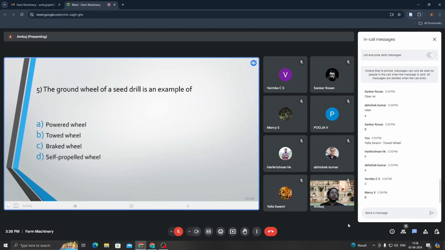What is the humidity at your place? Any idea? If you can just tell me wherever you are, what is the humidity percentage? You have to tell me. I just want to get an idea. 85% in Moradabad, UP. Okay, good.